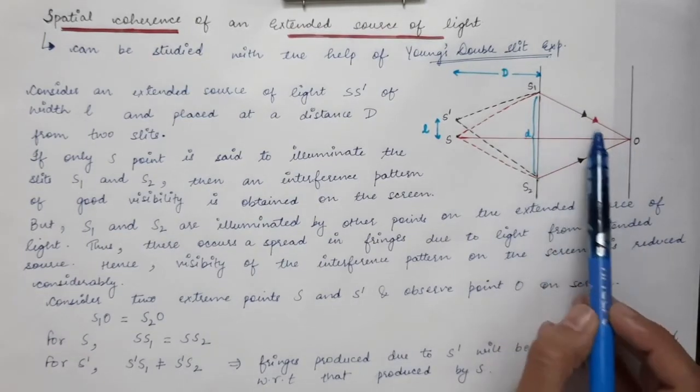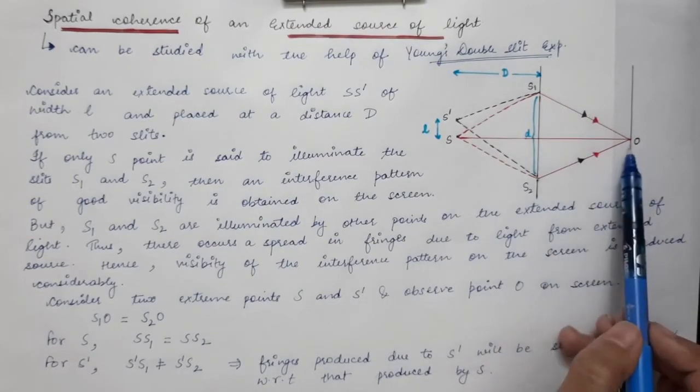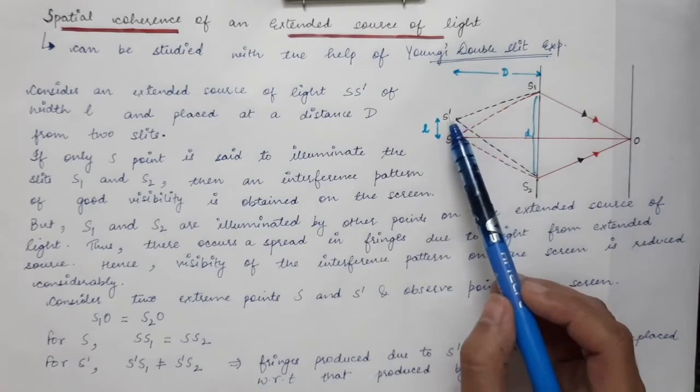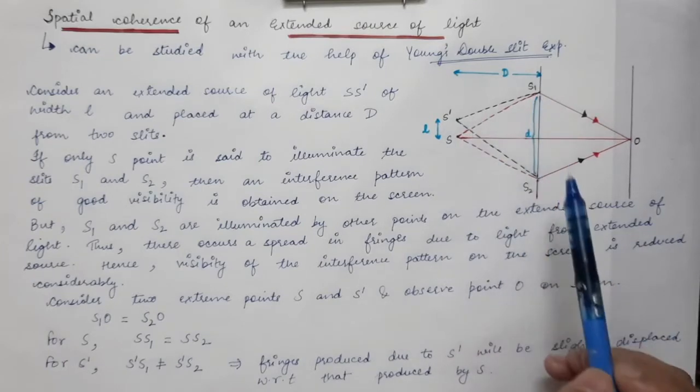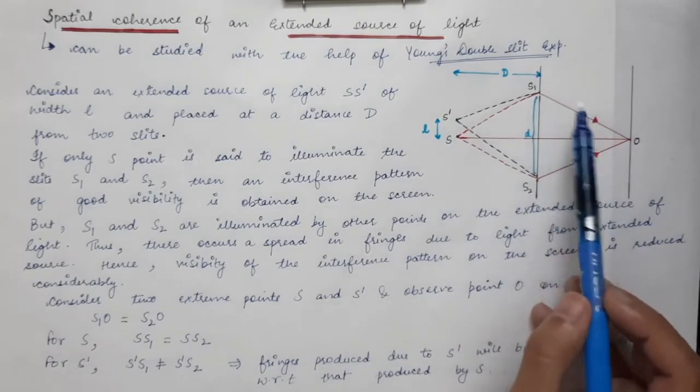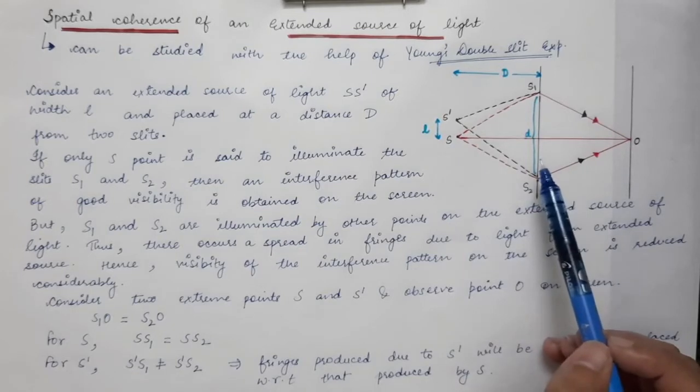Here I have just drawn these 2 light rays only. Similarly, from the S prime point source, light will fall on S1 and S2, and it will go in all directions using the Huygens principle.